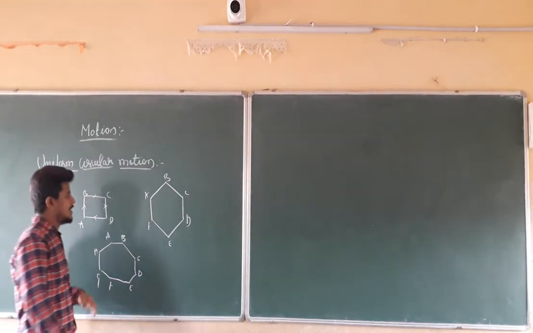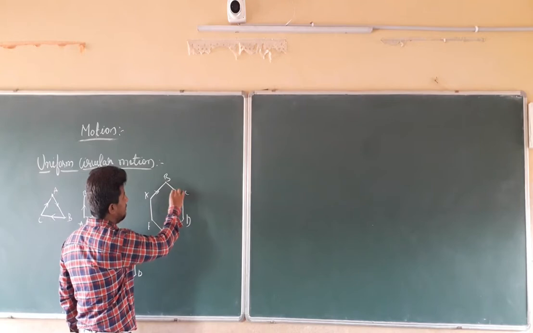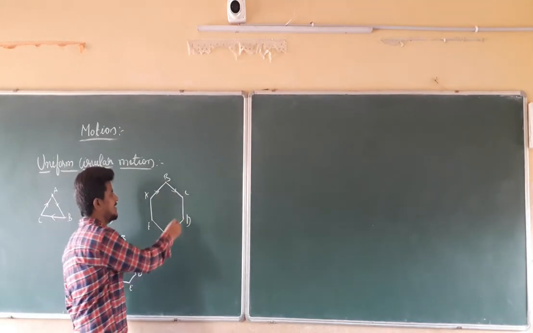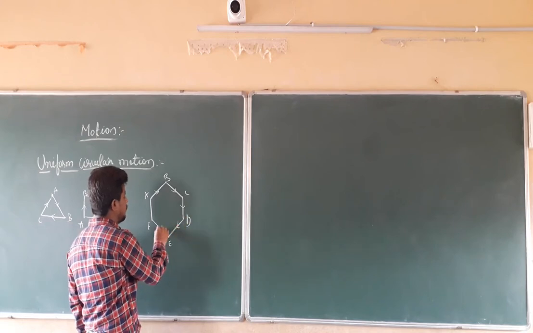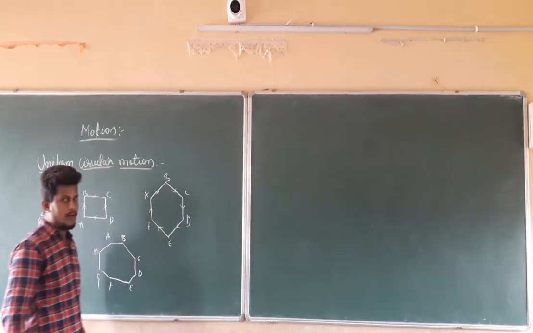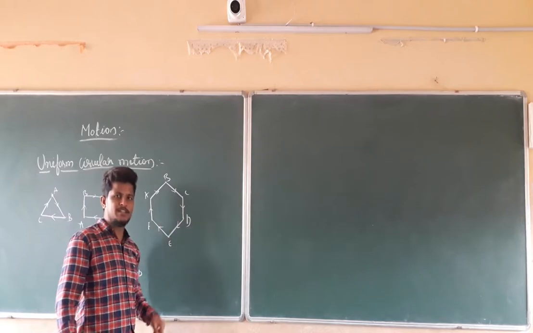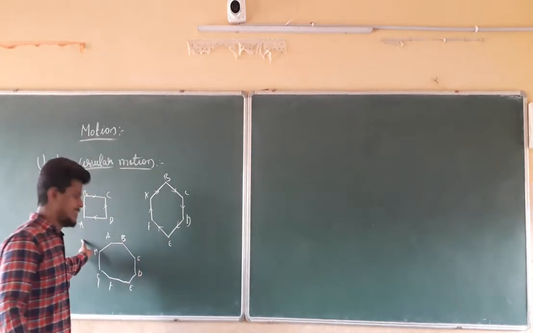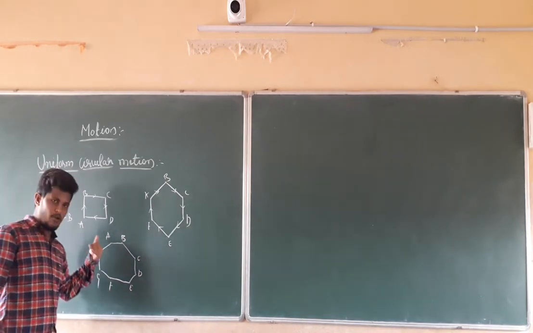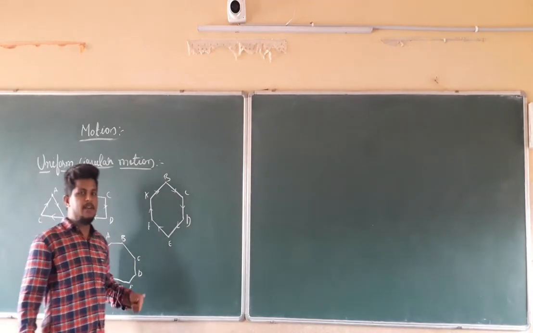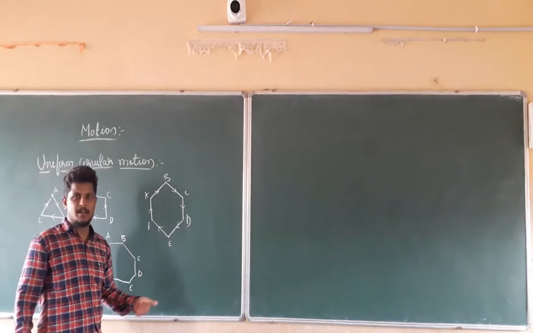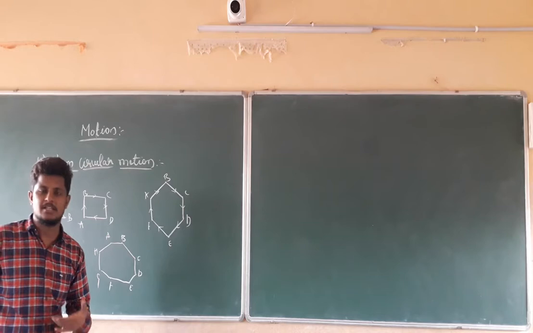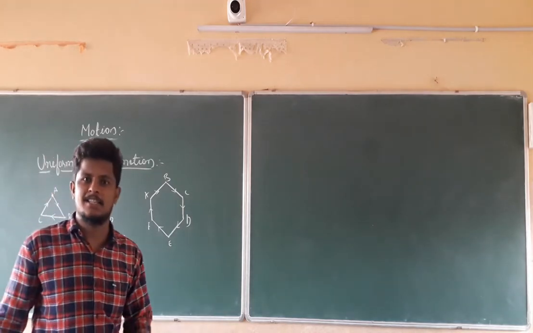In the same manner, with the hexagon, when you are traveling from A to B, B to C, C to D, D to E, E to F and F to A, for the completion of one complete round he changes direction 6 times. In this case, it is 3 times, 4 times, 6 times. When we increase the number of sides, the number of changes of direction is also going to increase.